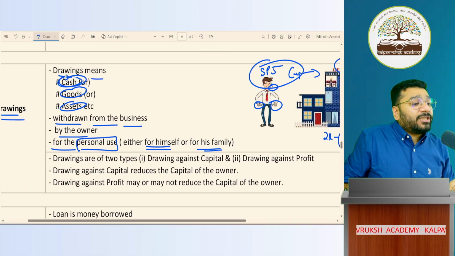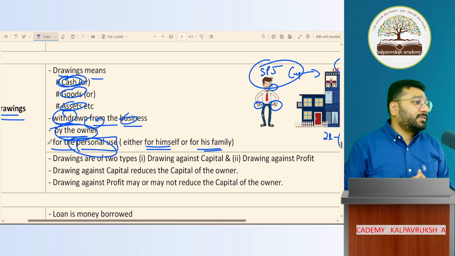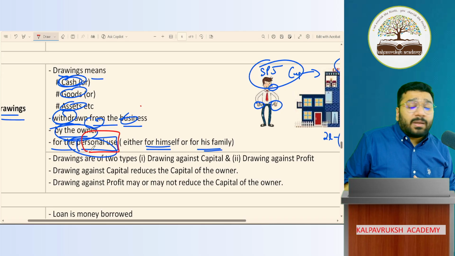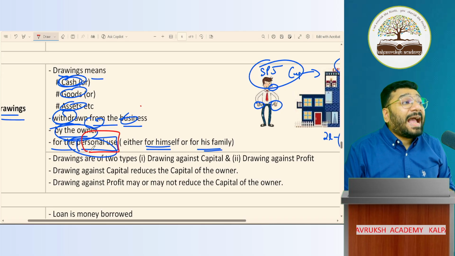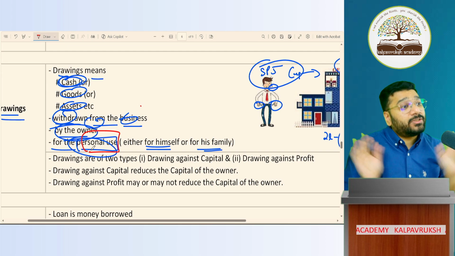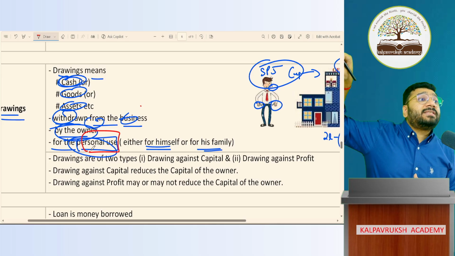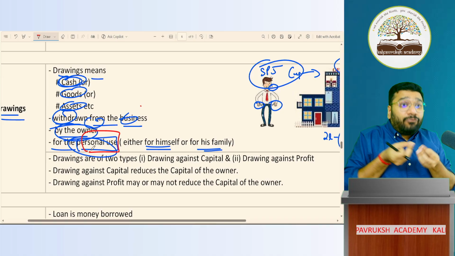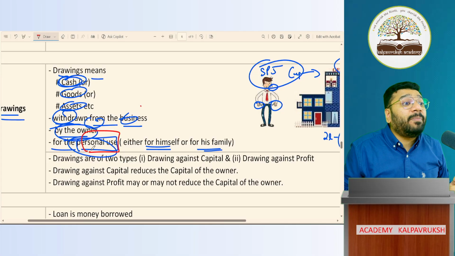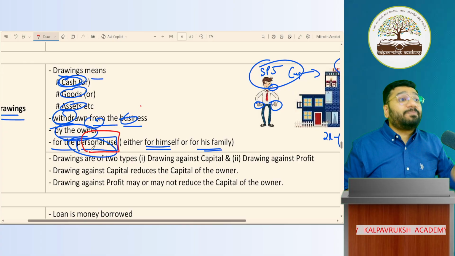Now, what is drawings? Drawings is cash withdrawn from business by the owner for personal use. The word personal use is very, very important. Sometimes the question will tell you only, cash withdrawn from bank. Is it drawings? No. The money in the bank that I withdrew, why? Because I have to pay cash to my staff. That money I'm using for business purpose, so that is not drawings. Drawings means money withdrawn for personal purpose, personal use.